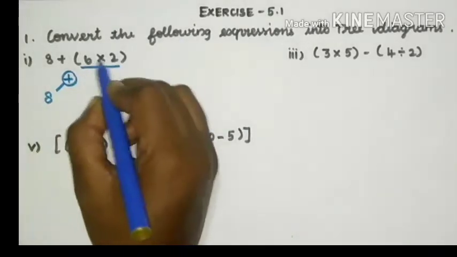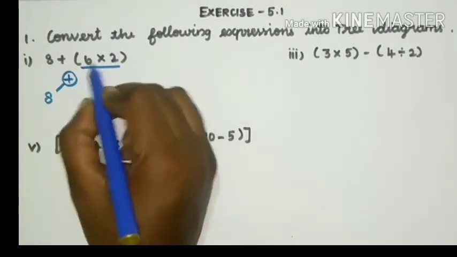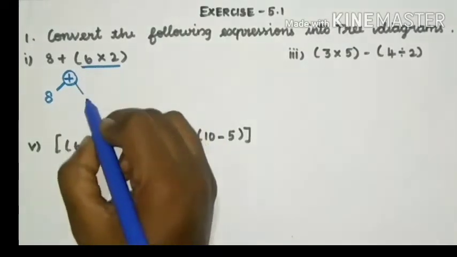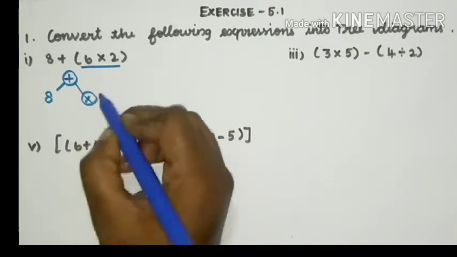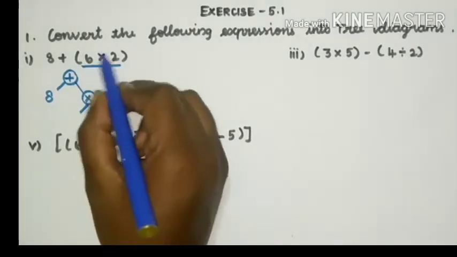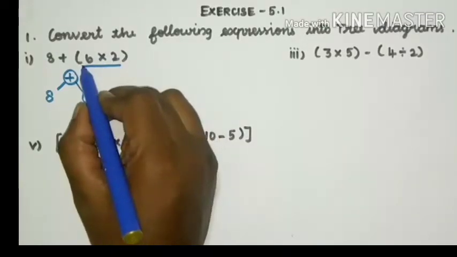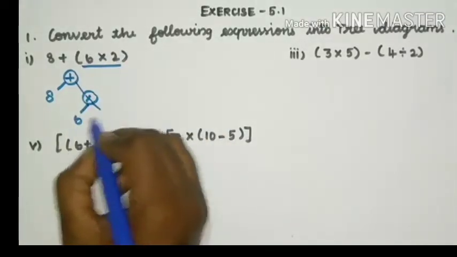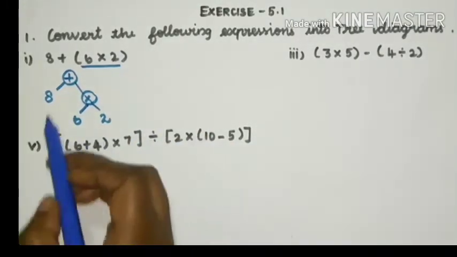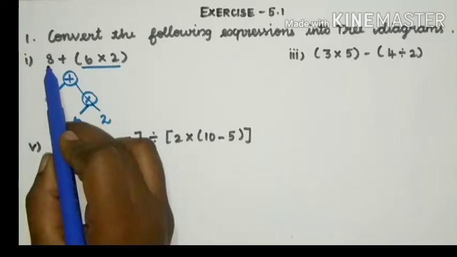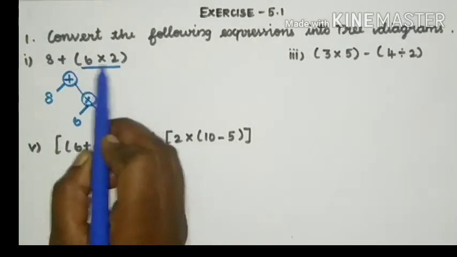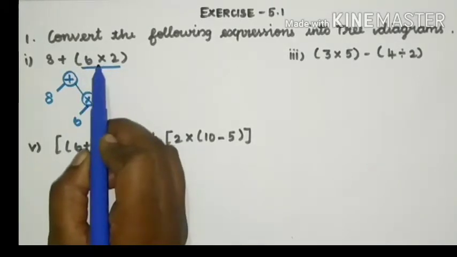8 plus 6 into 2. Here the two numbers are connected with the operation multiplication. In this you have to write the multiplication operation. Then which two numbers are multiplied here? 6 and 2. Then you have to write 6 and 2 here. Students, it's clear, no? First you have to consider 8 as the first term, and 6 into 2 is in the brackets, so this is considered as one term.